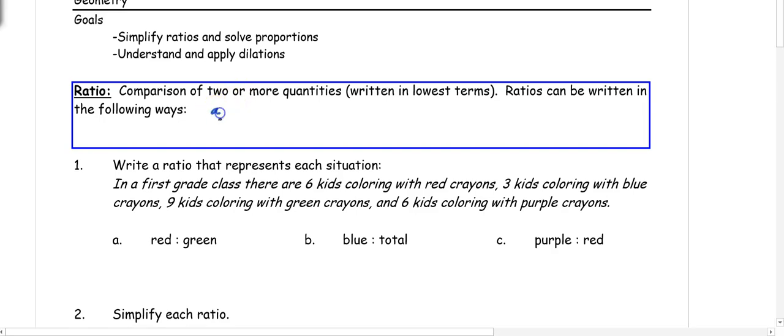So they can be written as a fraction. We could say A over B. We could say A to B or A colon B. The most common way that you're going to see it is written as a fraction.